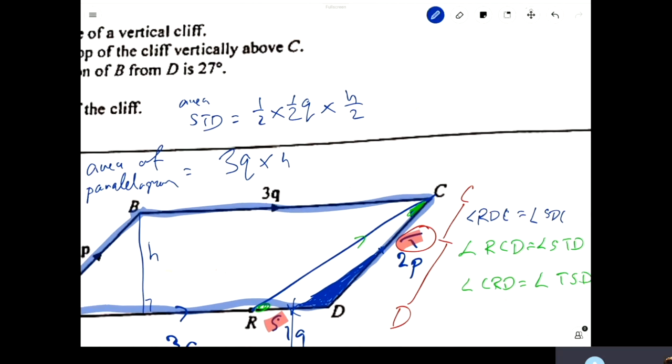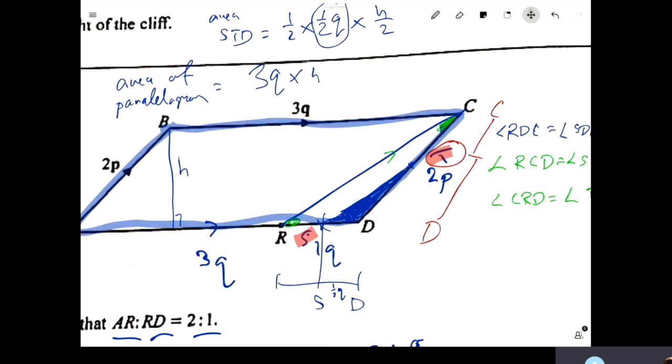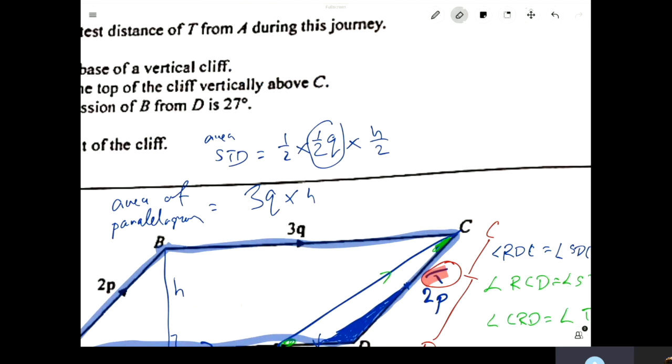Why half times half? Remember just now this was SD? SD is half of Q, so that's where the half came from. So this would be equal to 1/8 QH, and this is 3QH.